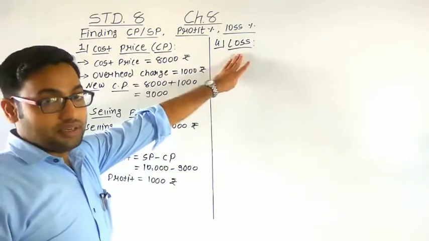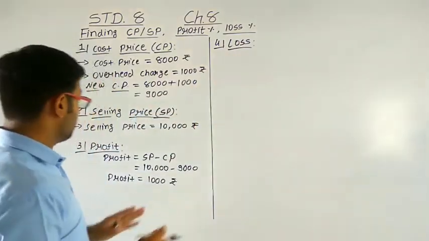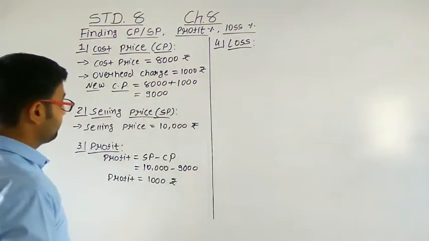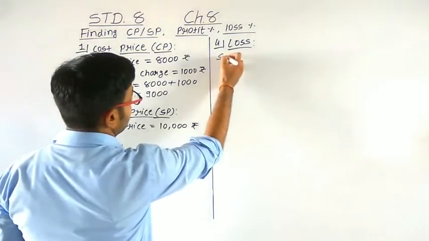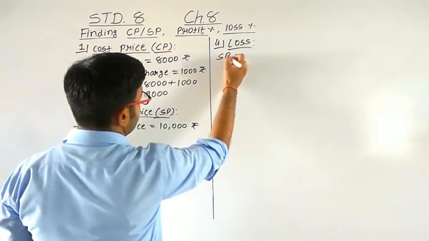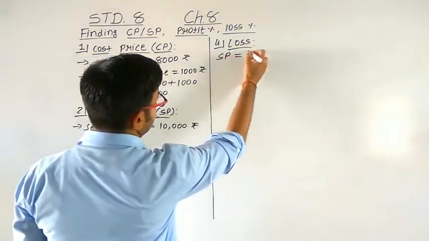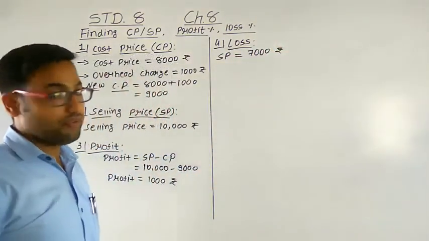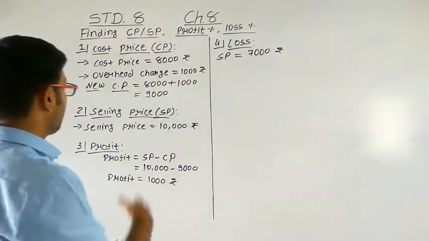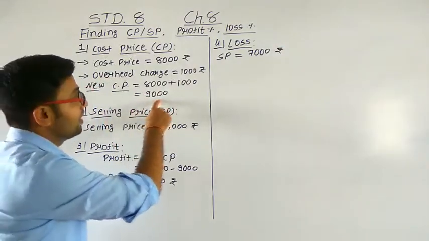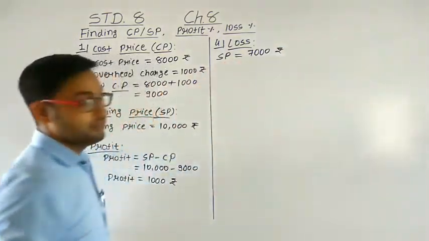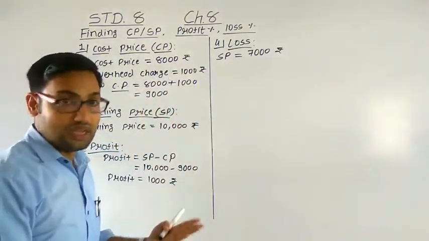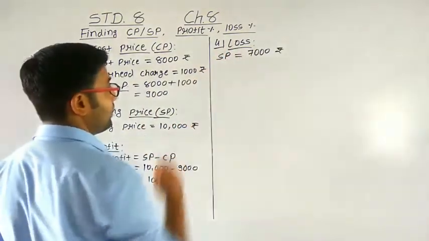Now by the term you can imagine that. Suppose the cost price here is 9,000, and you sell your TV for rupees 7,000. Then what will happen here? Your cost price is 9,000, your selling price is 7,000. That means you lose the money, and that money is called the loss.